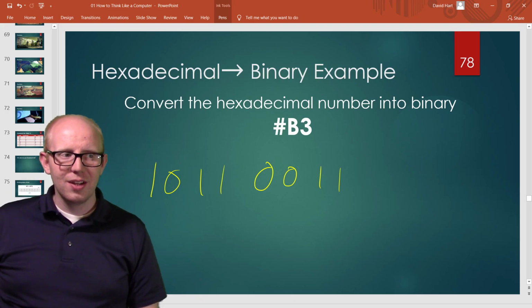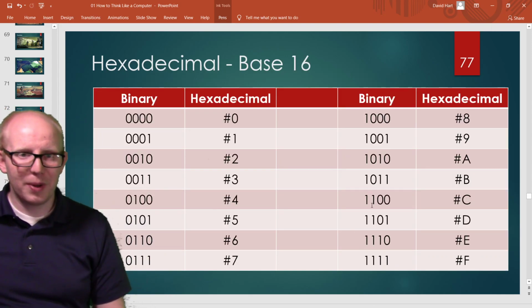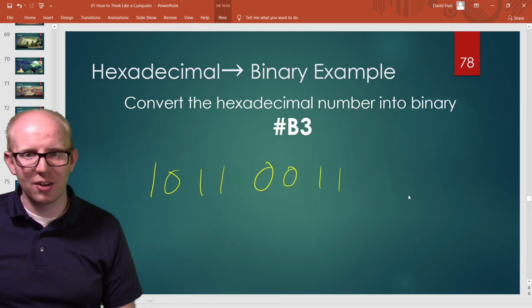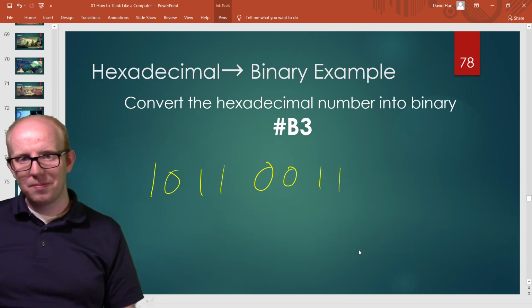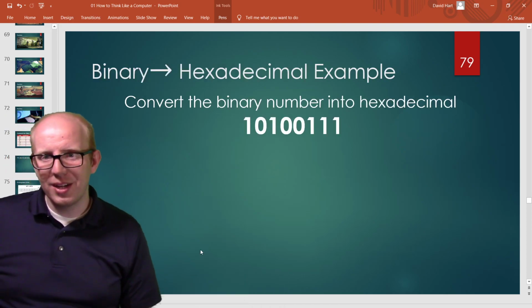Okay, so it's really just a copy and paste. B was this, 3 was that. Those 2 together give us this number. Okay, let's go the other way. The other way is not much harder.